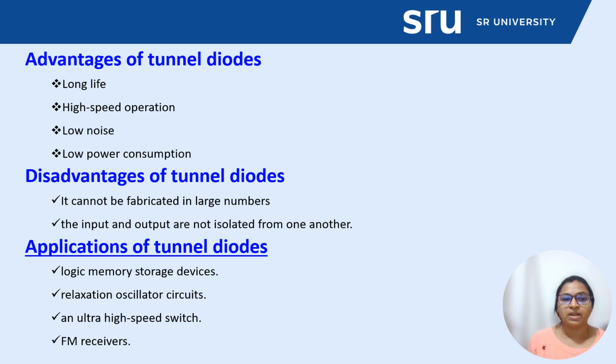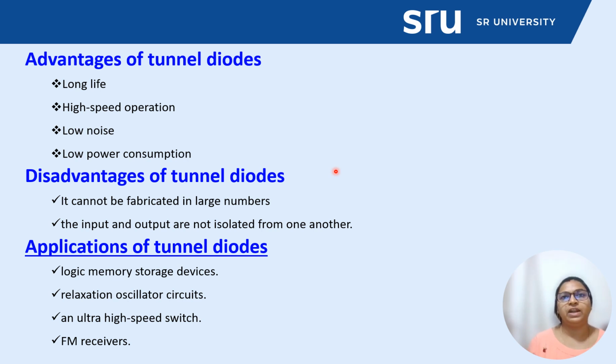At the same time, the tunnel diode structure is a bit sophisticated, so in fabrication it has some limitations: it cannot be fabricated in very large numbers, and input and output are not isolated from one another. These are the crucial disadvantages of the tunnel diode, because it is a two terminal device, so input and output are not isolated from one another.